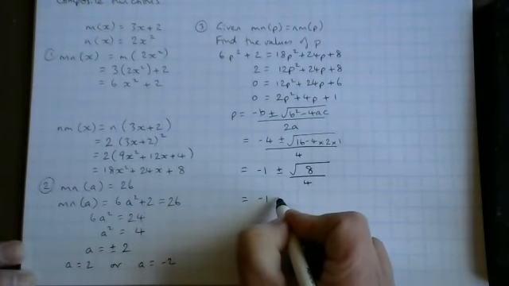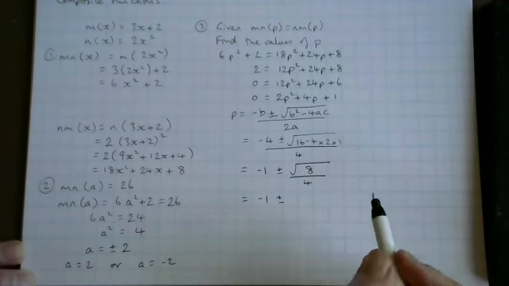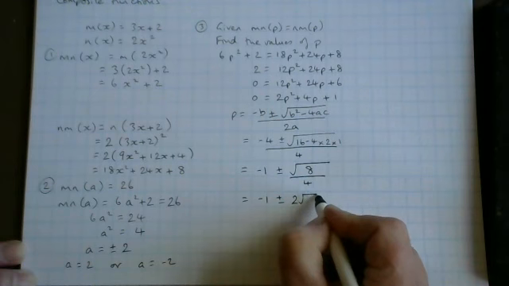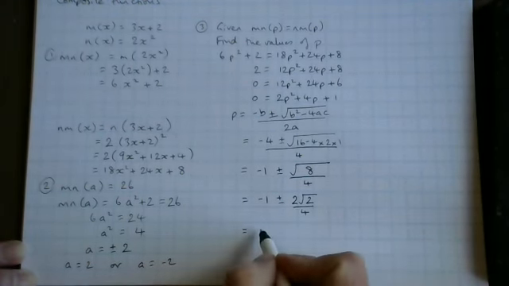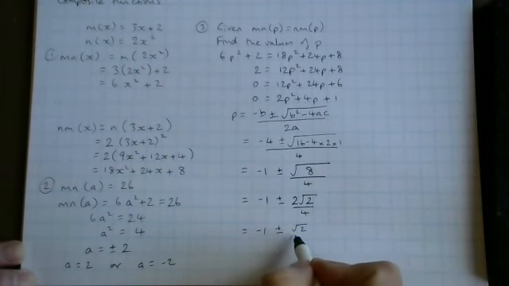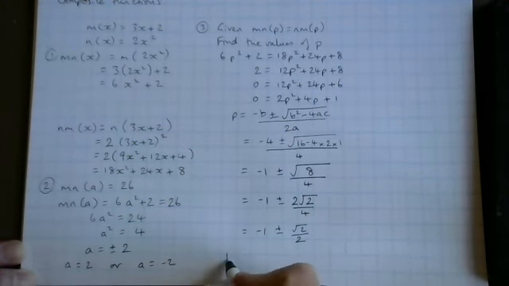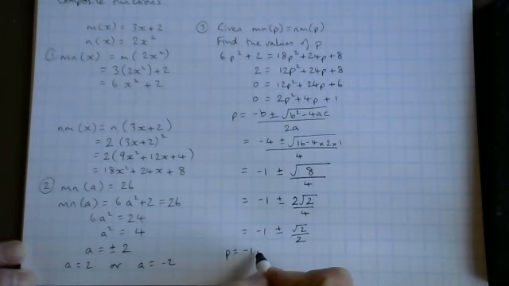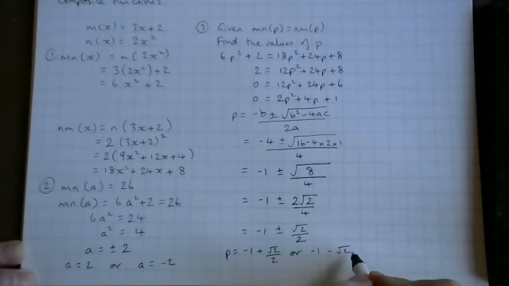Equals negative 1 plus or minus the square root of 8. There's a square number in there. It's 4 times 2, isn't it? So 2 root 2 over 4 equals negative 1 plus or minus root 2 over 2. So p equals negative 1 plus root 2 over 2, or negative 1 minus root 2 over 2. And that's the answer.